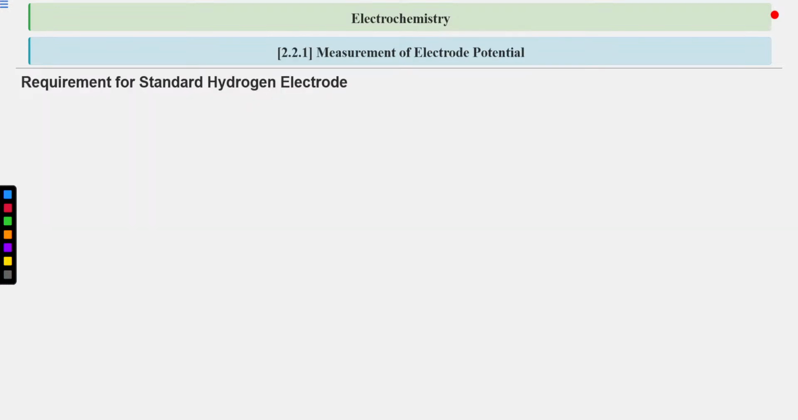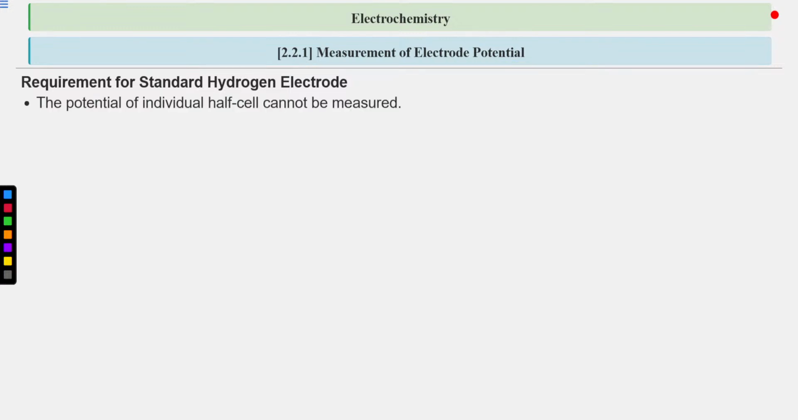Okay, so let's start with the measurement of electrode potential, subsection marked as 2.2.1. In this, let's start with the requirement for the standard hydrogen electrode, SHE, as it is also known, right? We will define the standard hydrogen electrode in the later slides.